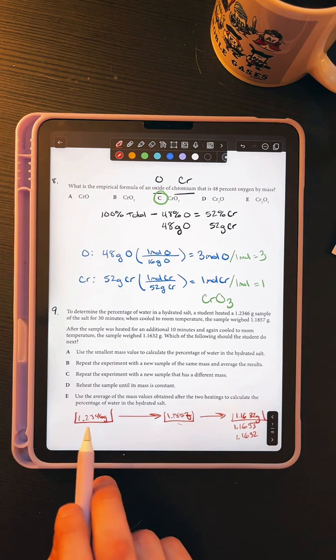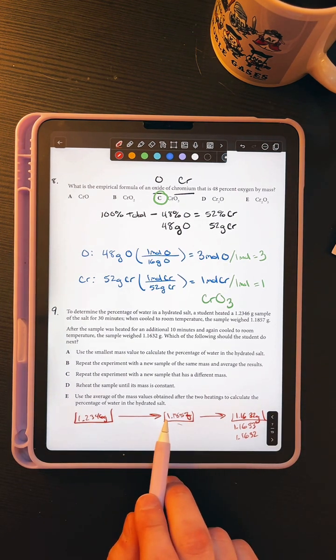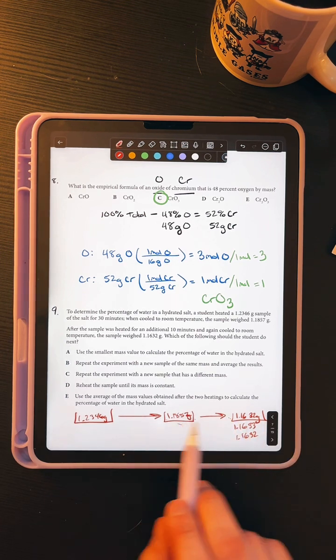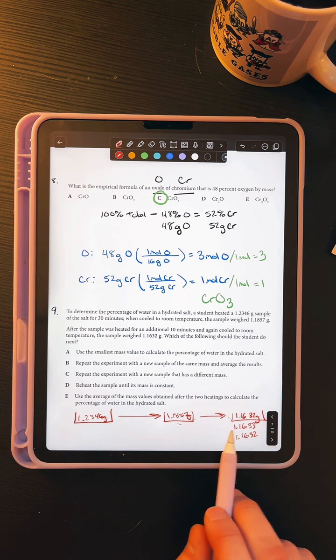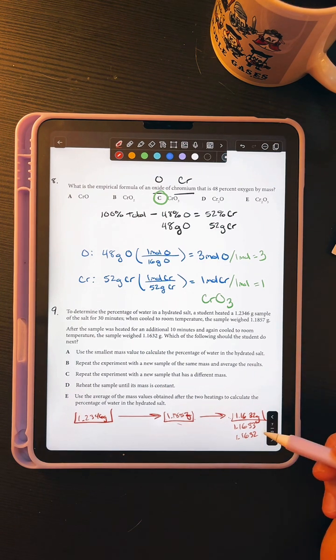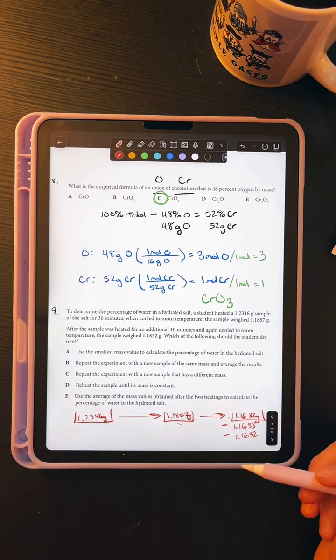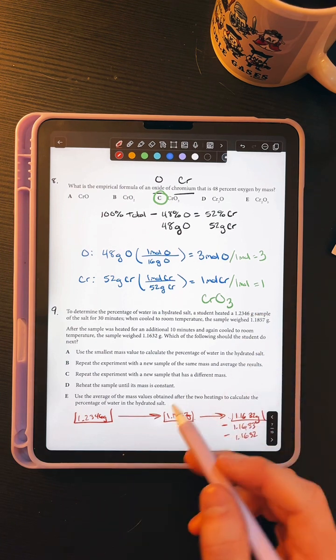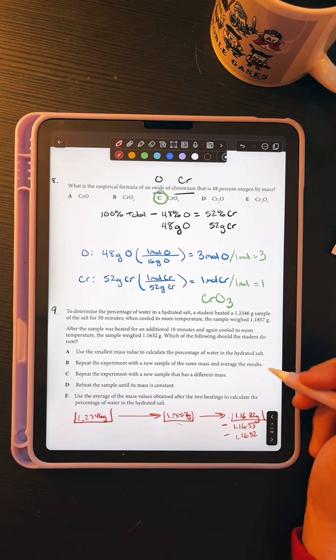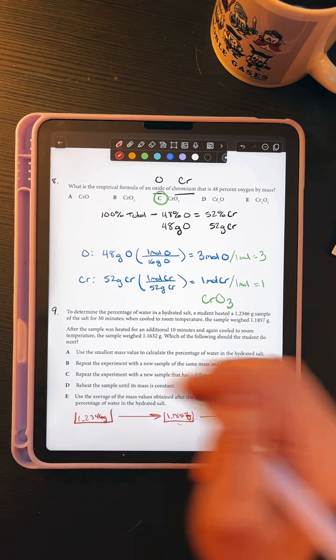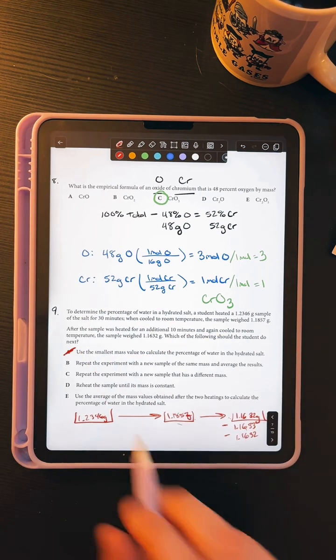But here, we heated it once and it changed. We heated it again and it changed. So we're not at that unchanged point yet. So now we want to reheat the sample until we get this unchanged pattern. And so let's look through and see if any of those match. We have: use the smallest mass value to calculate the percentage of water in the hydrated salt. No, we're not going to do that.